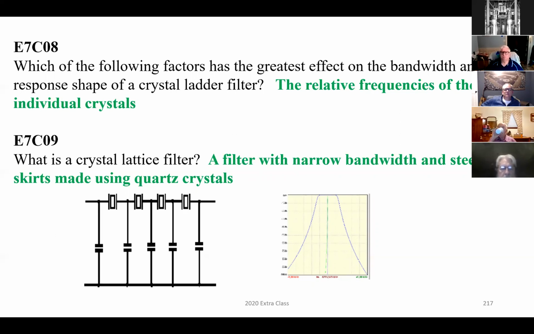In all the old superheterodyne HF transceivers, crystal filters were the only type of filtering that you could get back in the day. Since then, they've moved to DSP, where a lot of that filtering is done electronically, in an integrated circuit.